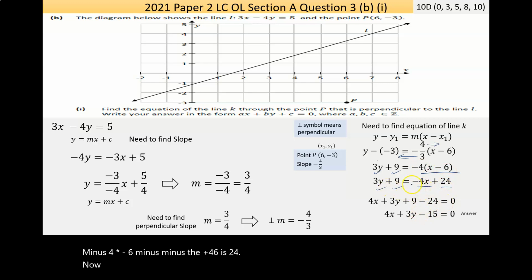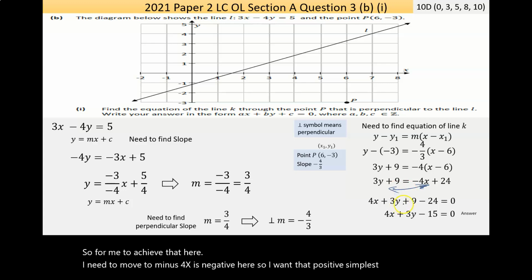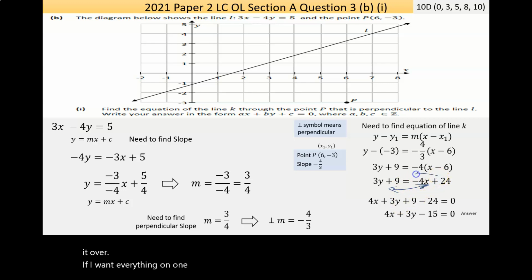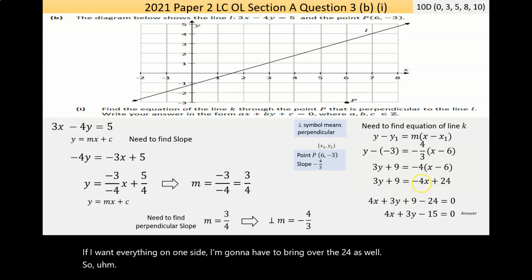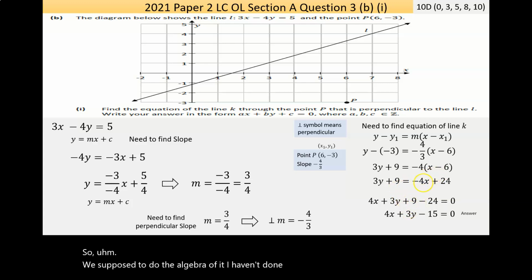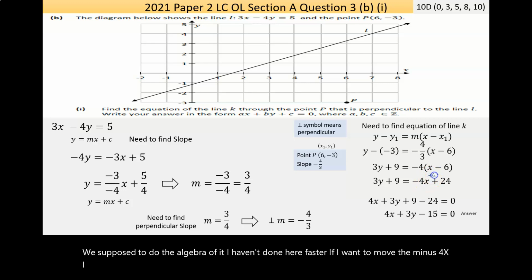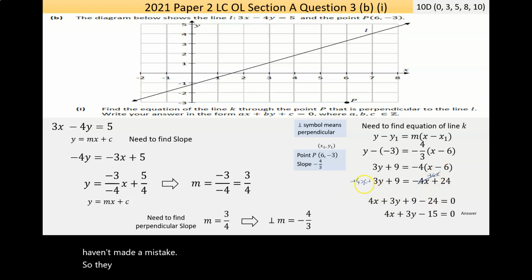Now, once I'm here, in the leading step, they usually want everything on one side, with x being positive. So for me to achieve that here, I need to move the minus 4x. It's negative here, so I want that positive. Simplest way is to bring it over. Now, if I want everything on one side, I'm going to have to bring over the 24 as well. If I want to move the minus 4x, I could add 4x to it. That's going to get rid of it. As long as I do it to the far side too, I haven't made a mistake. Then the 24, if I want rid of that, I could take 24 from it.